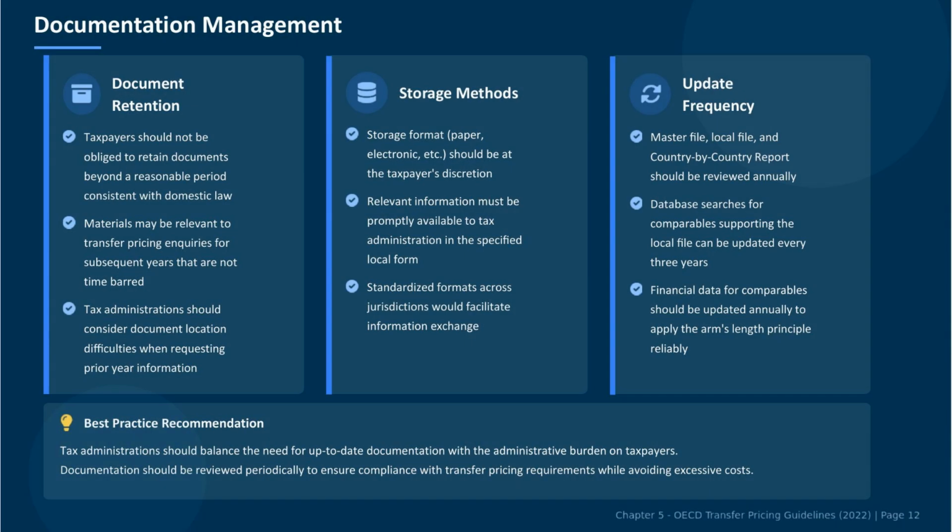Tax administrations should ensure documentation is current without overburdening taxpayers. Documents must be retained for a reasonable period, considering domestic laws and potential future inquiries. Taxpayers choose storage formats, but information must be accessible in local forms. Annual reviews of master and local files are essential, with comparables updated every 3 years for accuracy.